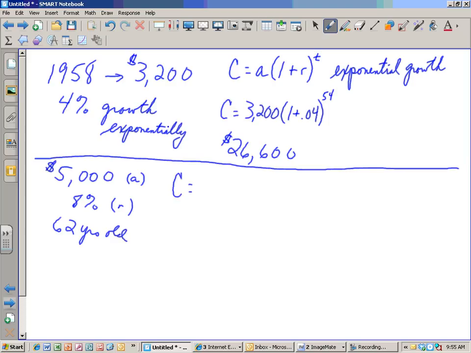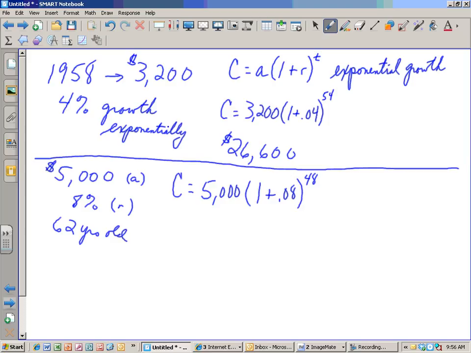The total cost then would be 5,000 times 1 plus, not 8, plus 0.08 raised to the power of... How much? 62 minus 14 is 48. So we're going to raise that to the 48th power. Okay. So we go to our calculator and we put in 5,000, parentheses, 1 plus 0.08, close your parentheses, and raise it to the 48th power. How much money do we have from that 5,000?